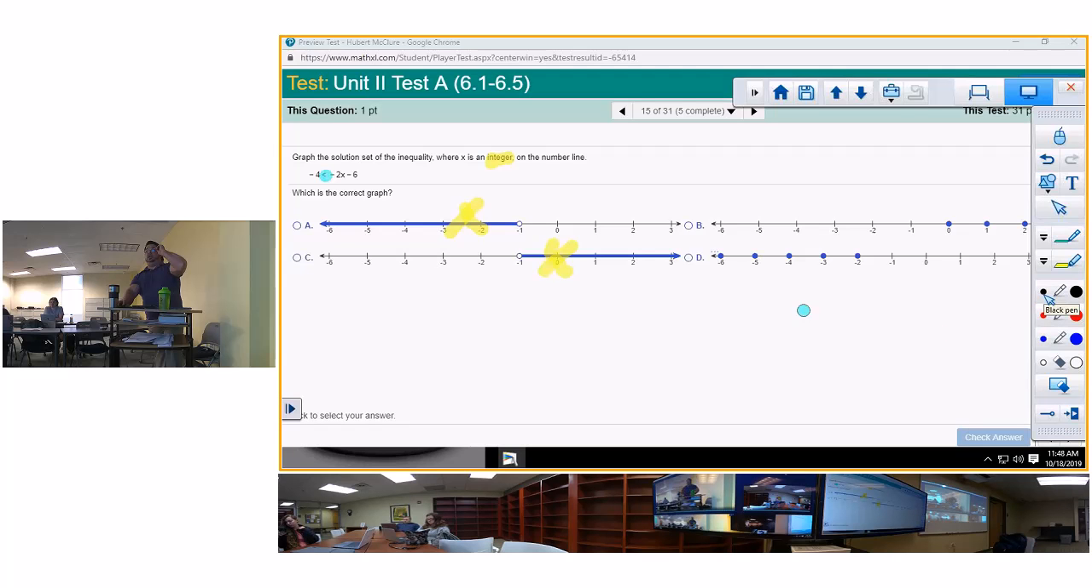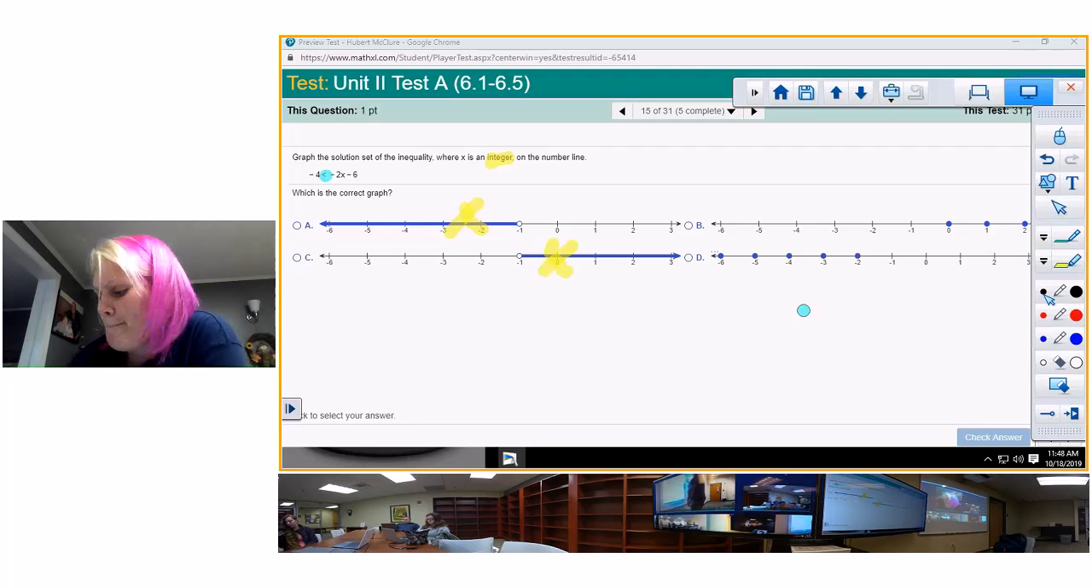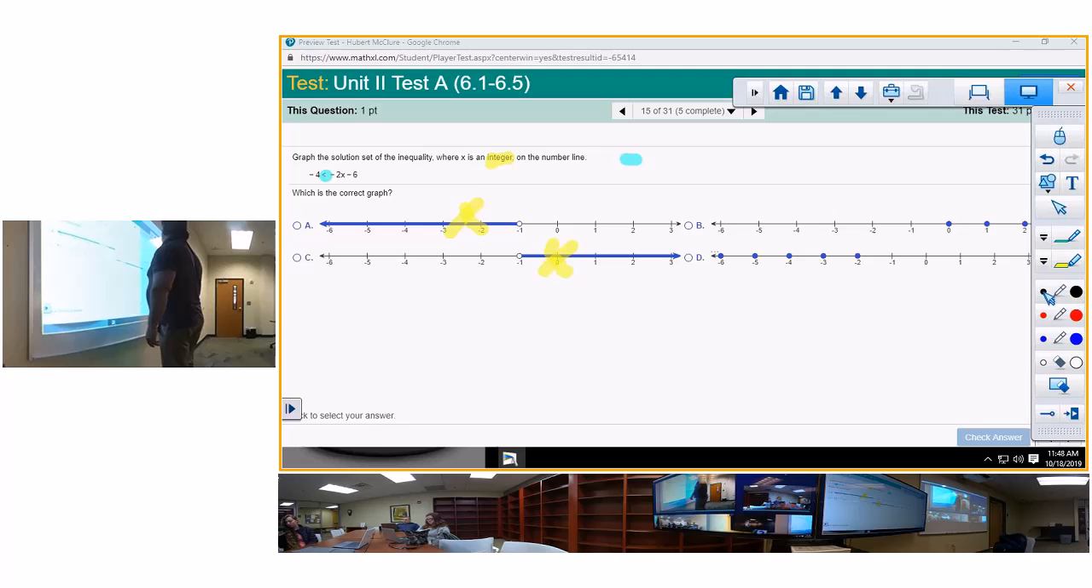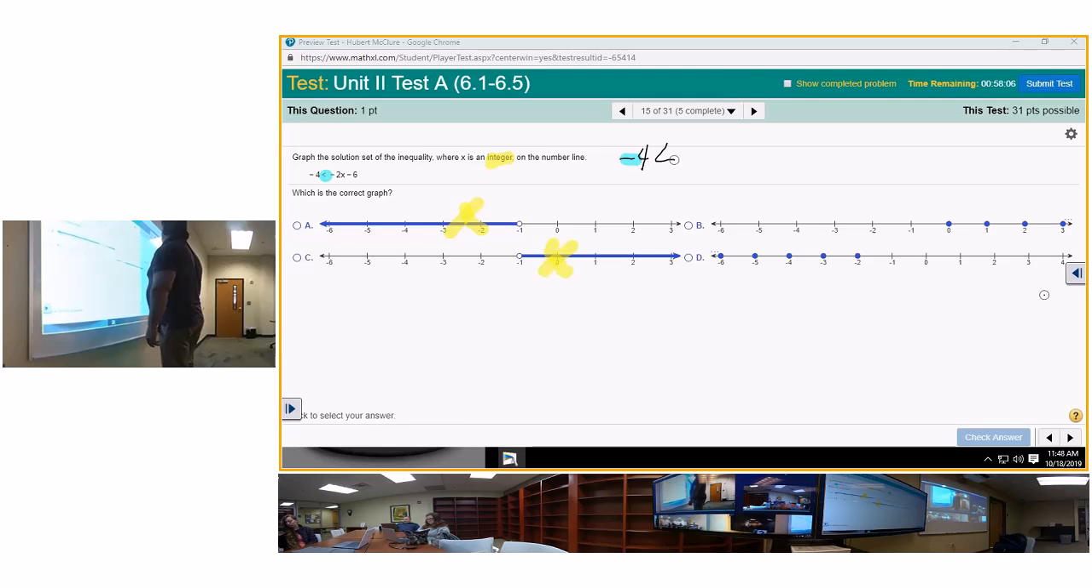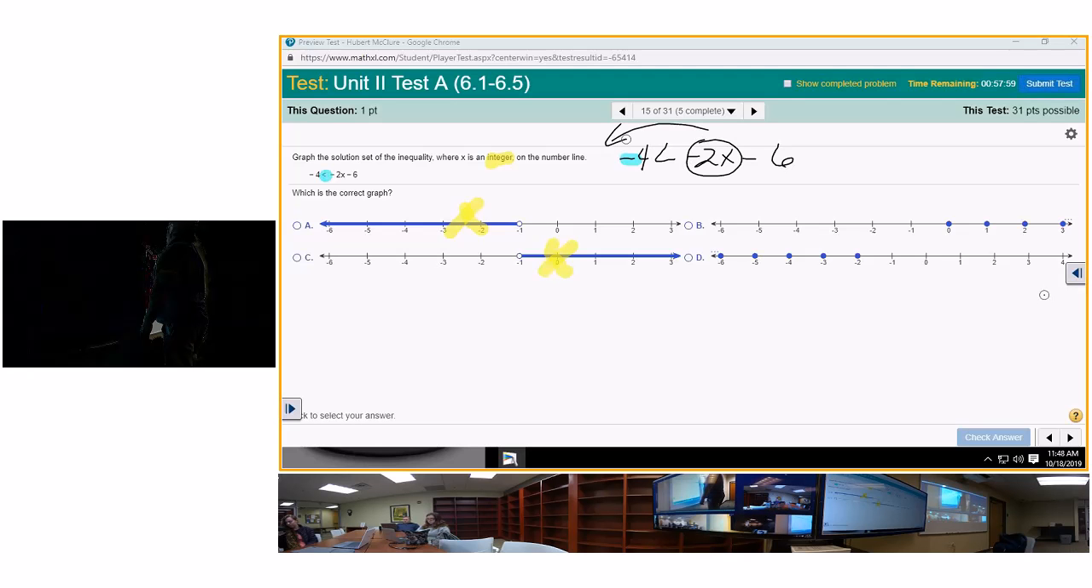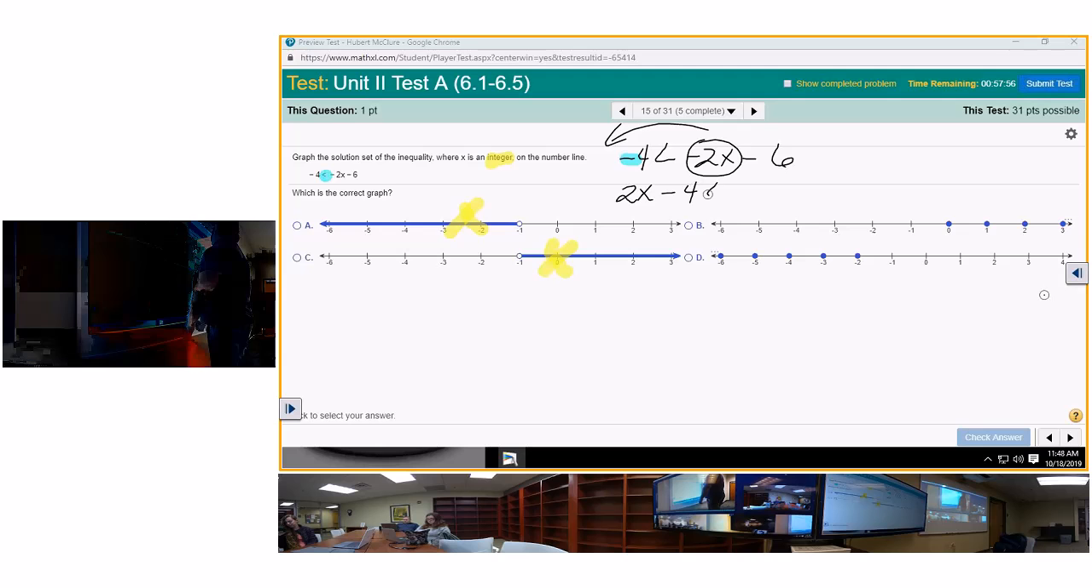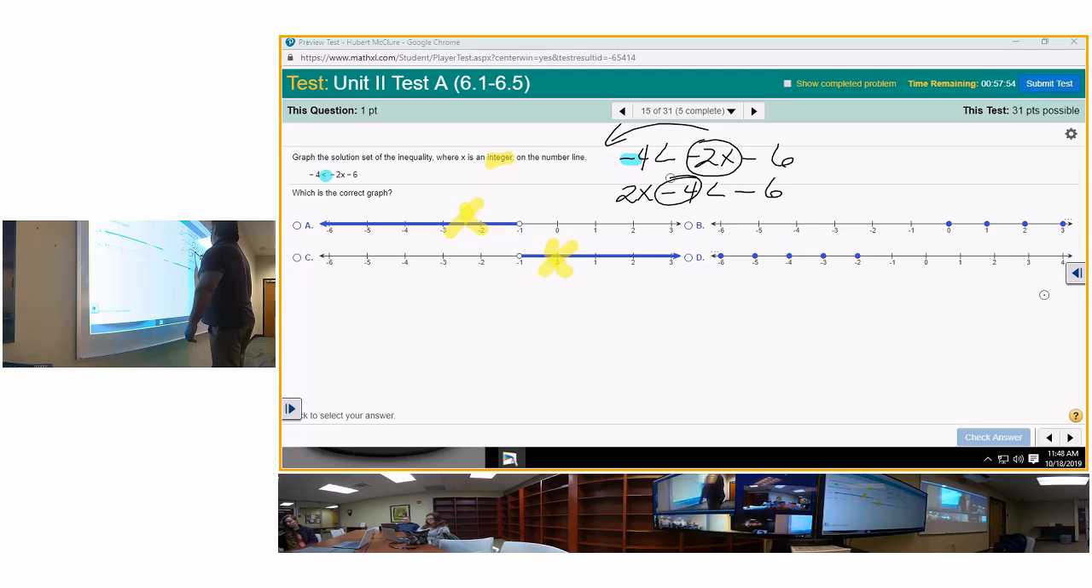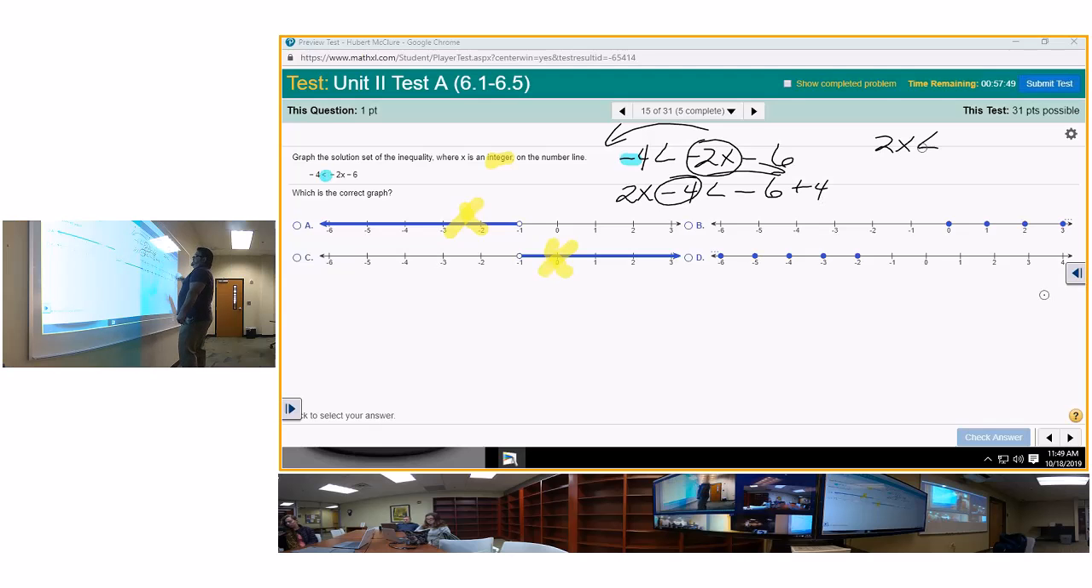So let's go ahead and do this one. Is -4 less than -2x minus 6? I'm going to take that 2x across the river. And that gives me 2x minus 4 is less than -6. Take the 4 across the river, and 2x is less than negative what? 2. And divide by 2, x is less than what?